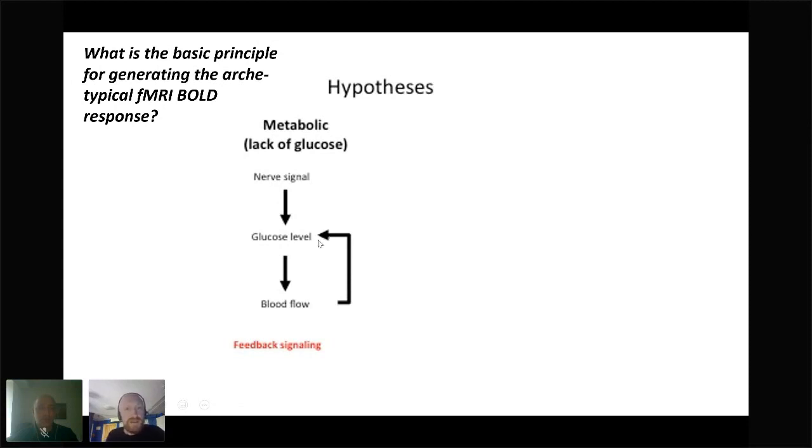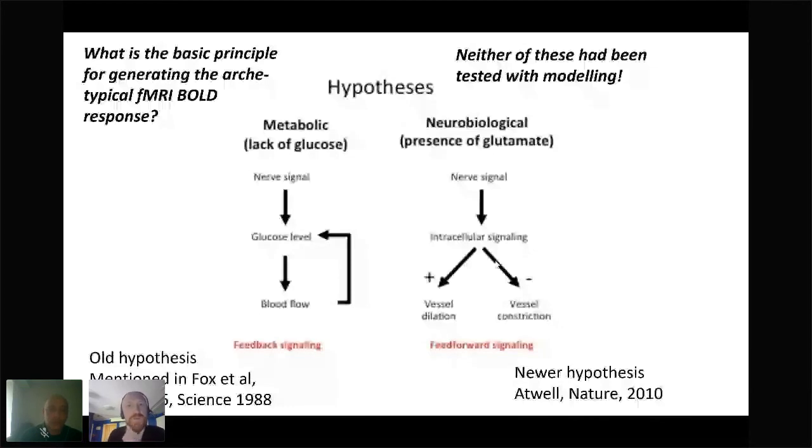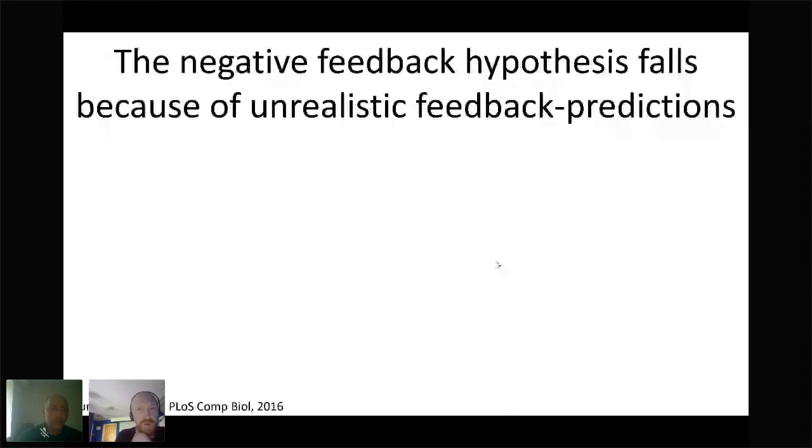But lately, another hypothesis has replaced this one from the 80s, the original hypothesis, which is a feed-forward hypothesis, which says that this is not acting as a control system in terms of a feedback loop, but as a feed-forward signal, where you have nerve activity, which just kickstarts a system, which then just runs its course. And this has been proposed for around 10 years, approximately. But neither of these hypotheses had previously been tested with modeling. So this is what we did using our approach.